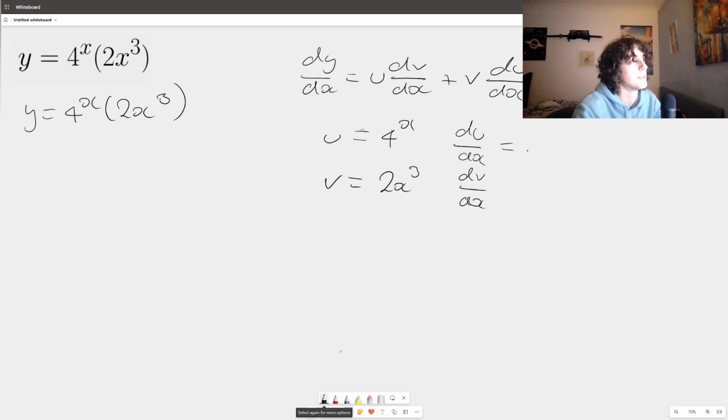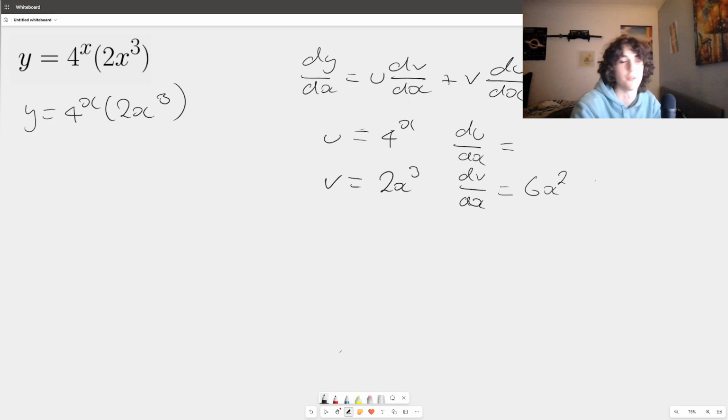So our du dx term is a differential of our u term, 4 to the x. I'll come back to this. So we're going to differentiate our v term. 3 times by 2 is 6x, and then you do the 3 minus 1, which is going to be 2. So this is 6x squared. And now we need to differentiate 4 to the x.